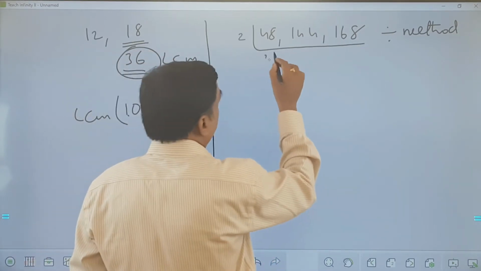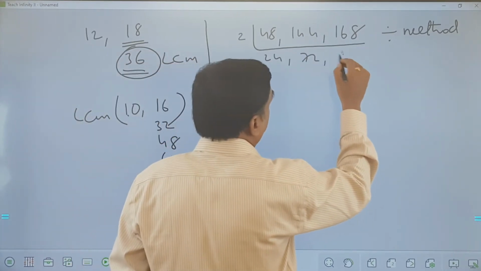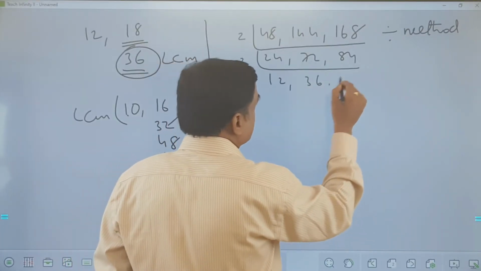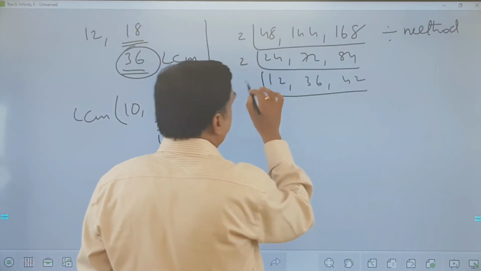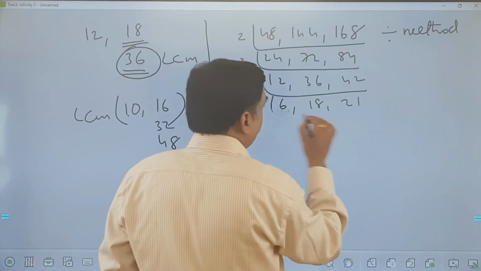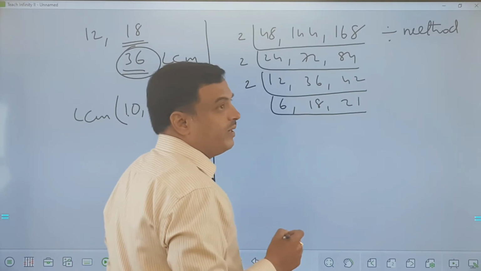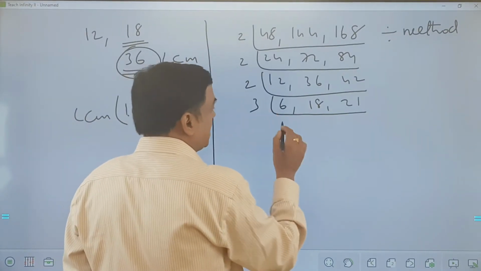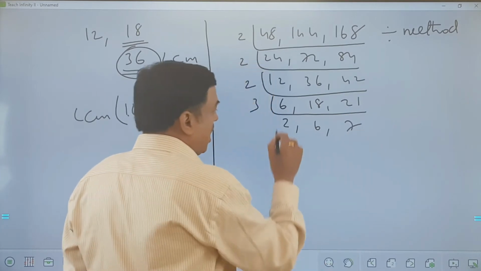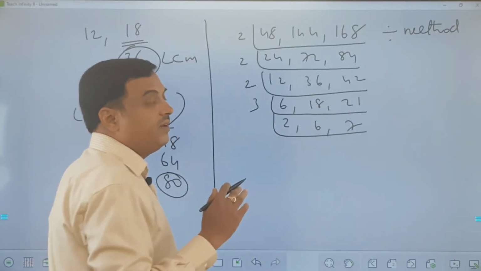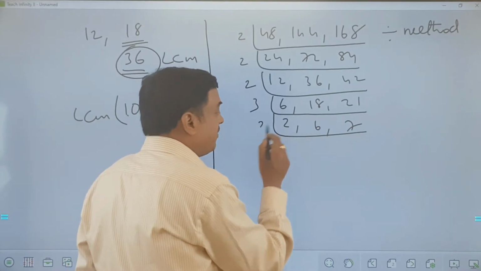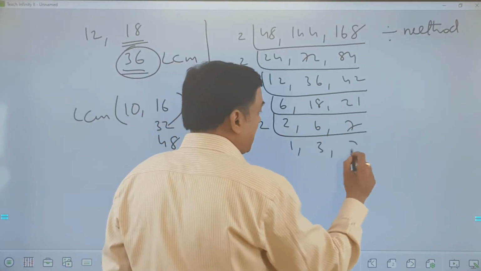For example, after dividing by 2, we get 24, 72 and 84. Again by 2, 12, 36 and 42. Again by 2, it is 6, 18 and 21. Now all three numbers cannot be divisible by 2. So I'll take 3. So 2 times, 6 times and 7 times here. All three numbers cannot now be further divided by any other number. But two of the numbers have a common factor, so I'll divide by 2, giving 1, 3 and 7.